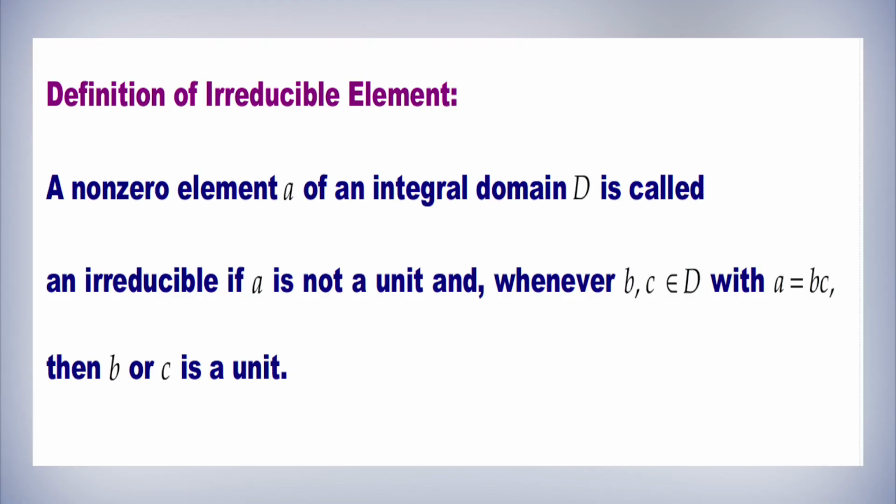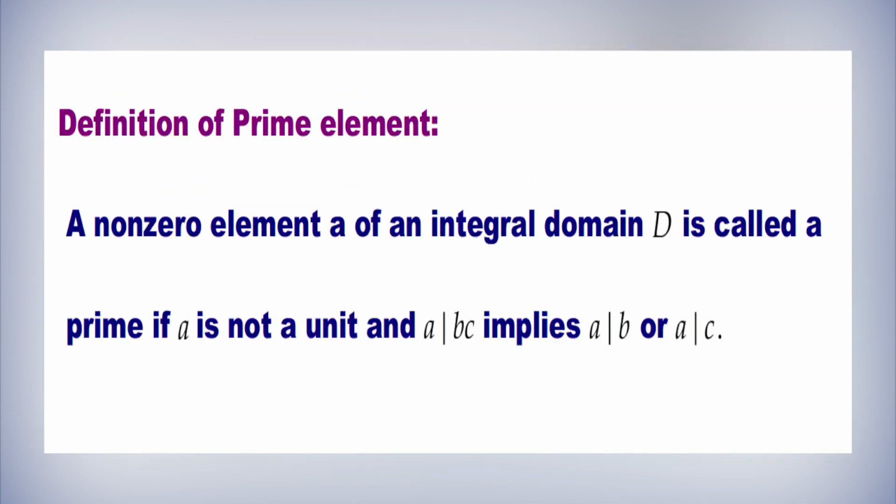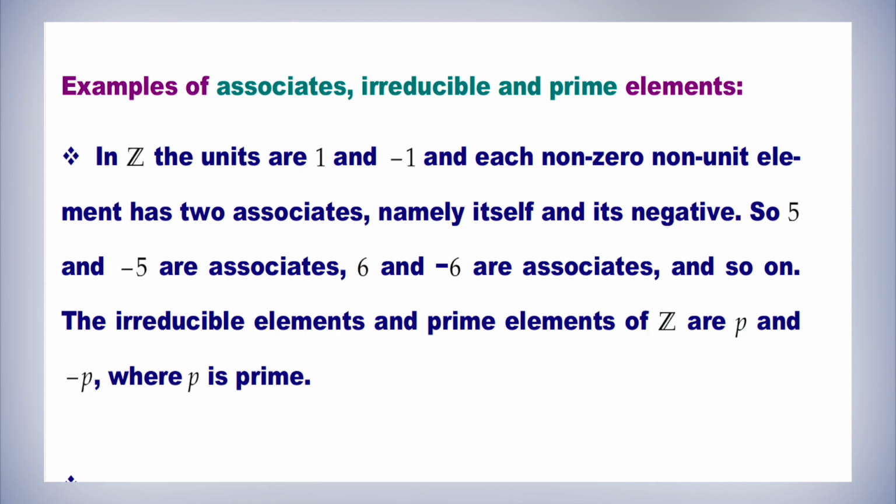The definition of irreducible element: a non-zero element a of an integral domain D is called an irreducible element if a is not a unit and whenever b, c belong to D with a equals bc, then b or c is a unit. The definition of a prime element: a non-zero element a of an integral domain D is called a prime if a is not a unit and a divides bc implies a divides b or a divides c. Let us see some examples of associates, irreducible and prime elements.